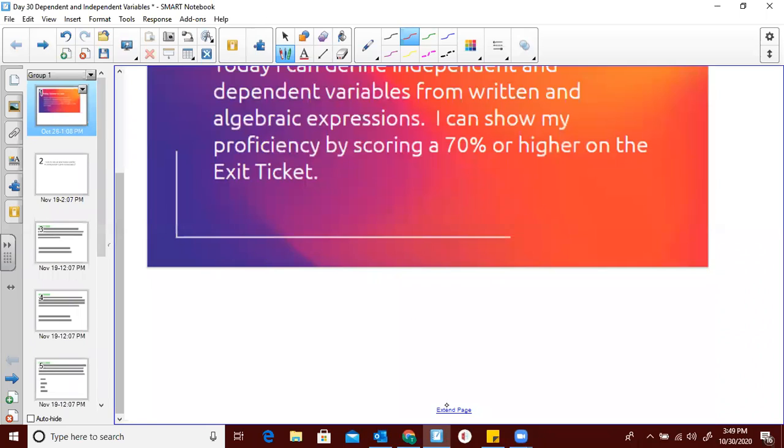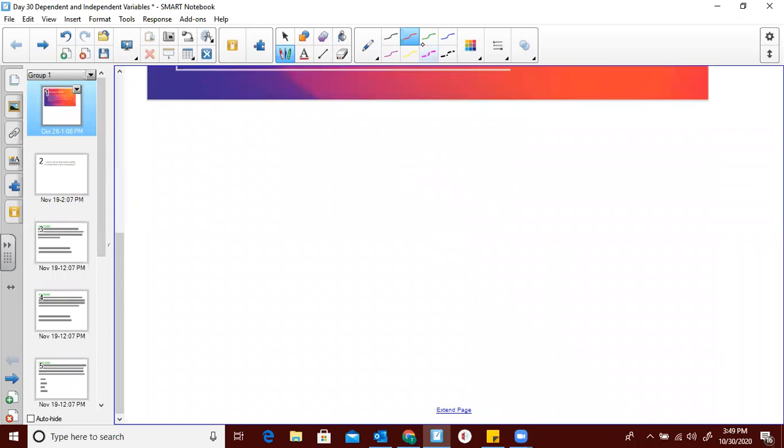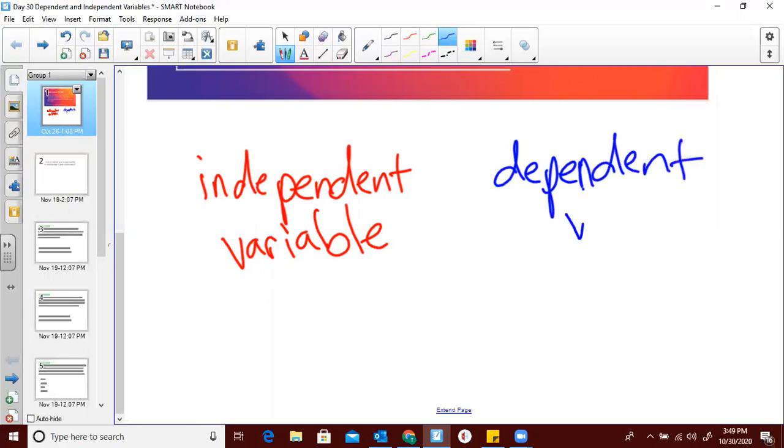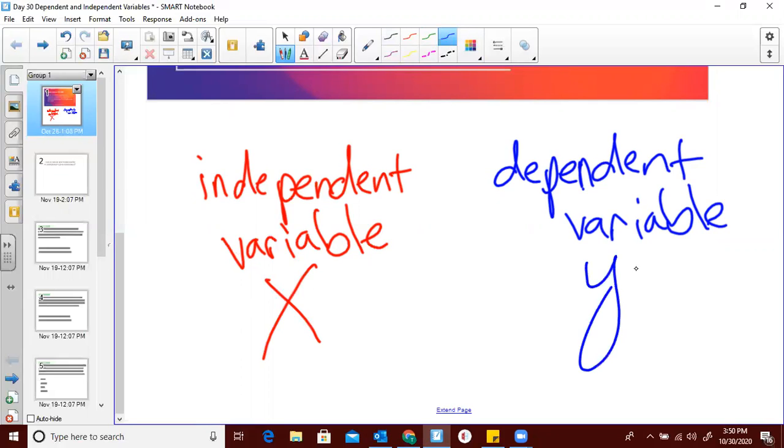So before we even start, there's really only one big thing you guys are going to be learning today. And that is what an independent variable is, or at least how to decide which ones are independent and which ones are dependent variables. All right, so the big thing for today is that your x is your independent variable and that your y is your dependent variable.